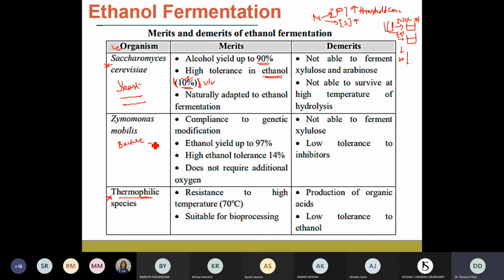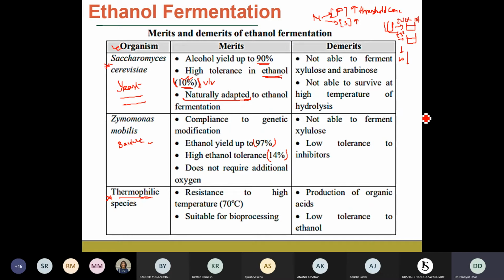In the case of this bacteria, however, if you see the ethanol yield, it is significantly higher, 97%, and the ethanol tolerance is also significantly higher, for example 14%. In the case of Saccharomyces cerevisiae, which produces ethanol, it is naturally adapted. That means it is naturally known to produce ethanol, and we don't need to make any changes in the biochemical pathways.